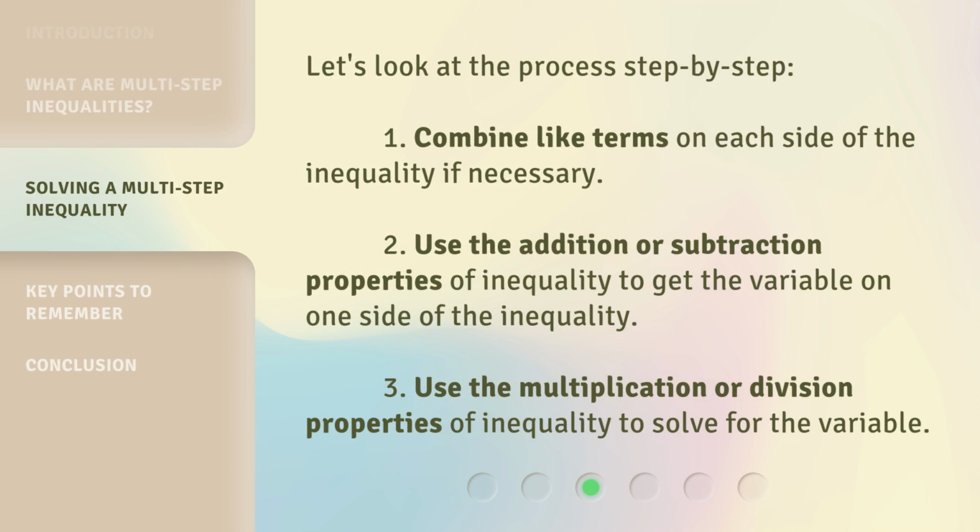Let's look at the process step by step. 1. Combine like terms on each side of the inequality if necessary. 2. Use the addition or subtraction properties of inequality to get the variable on one side of the inequality. 3. Use the multiplication or division properties of inequality to solve for the variable.